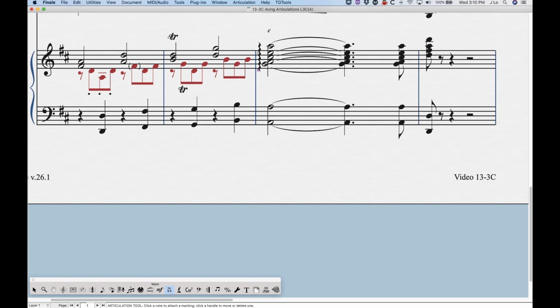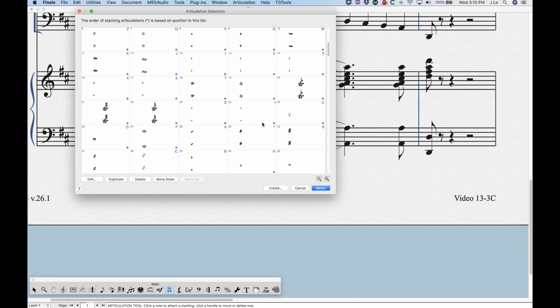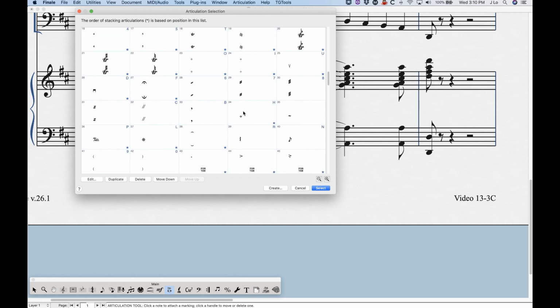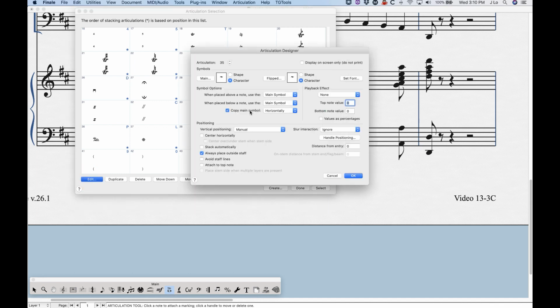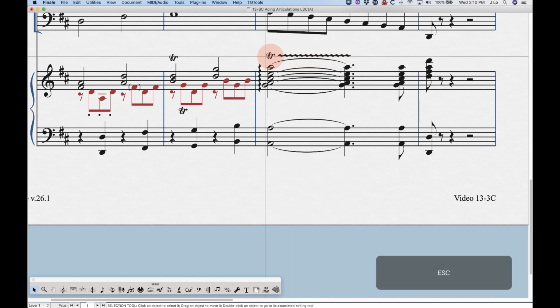There is one symbol in here that does use the copy horizontal, and I'll show you that right now. And it is, where is it? Right here. This symbol will use the copy main symbol horizontally, and in this case it's always placed outside the staff. Again, set to manual. And with this symbol we can actually put that in place and extend it, right? So this would be sort of a trill extension line that we can use.